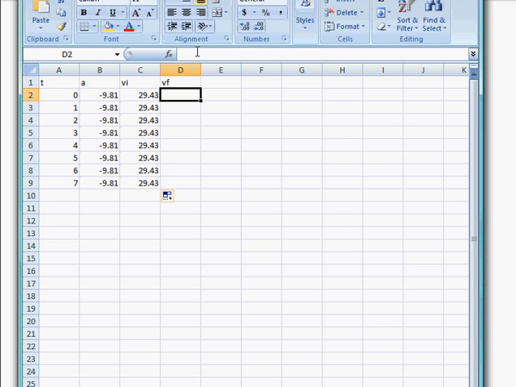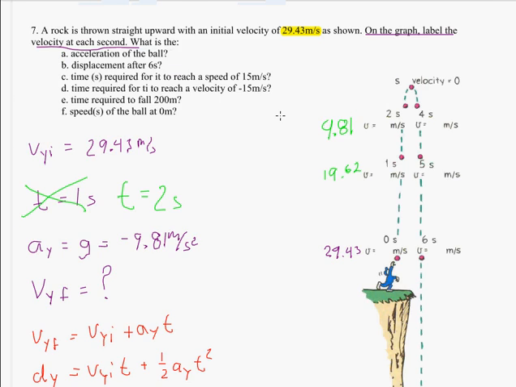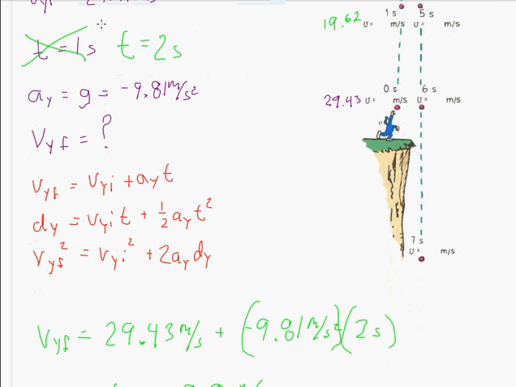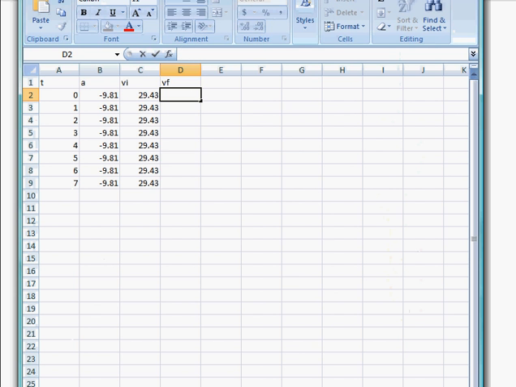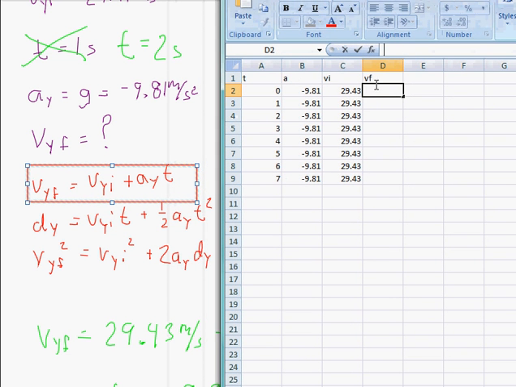Now, in this particular cell, I'm going to put my formula. Now, remember, we used this formula, this one right here. So I'm going to just basically make that formula in the cell. This cell is going to equal this formula. So let me pull it over here. I'm going to go equals my VYI, that's right here, plus A. And now in Excel, you do multiplication using the asterisk, and multiply by time. You hit enter, and then you come back here, and you just drag it down, guys.